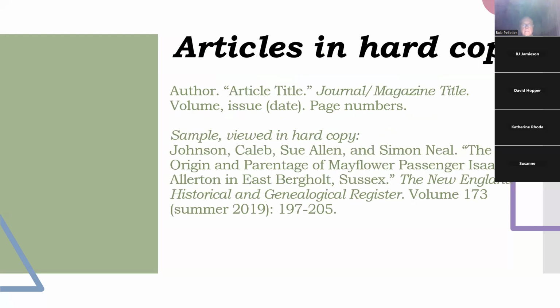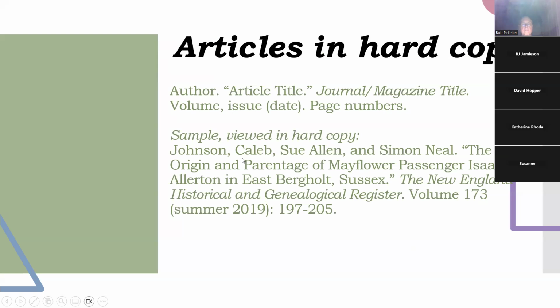Articles are similar in terms of you have the author, the article title, and then the name of the journal or magazine it's in, the volume and issue and the date, and then the page numbers for the articles. So, and this is for if you've seen it in hard copy.